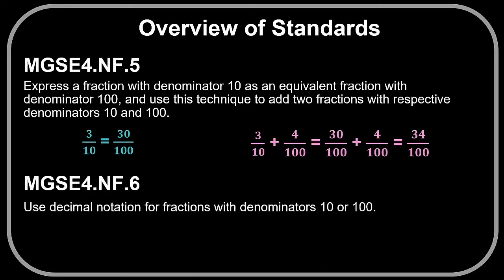Standard 4.NF.6 calls for students to use decimal notation for fractions with denominators 10 or 100. Students determine that fractions such as 6/10ths and 29/100ths can be written using decimal notation. This standard also necessitates that students read, write, model, and represent decimal numbers, as well as locate decimal numbers on a number line.